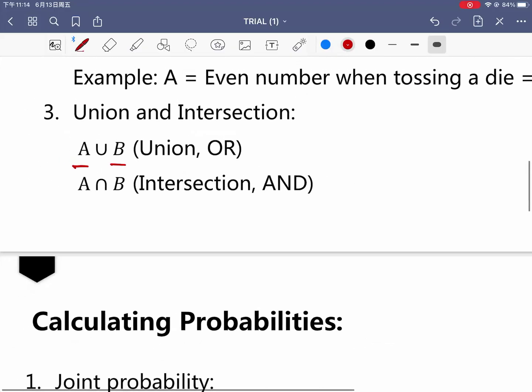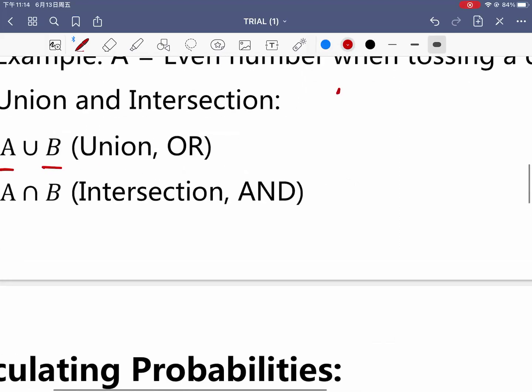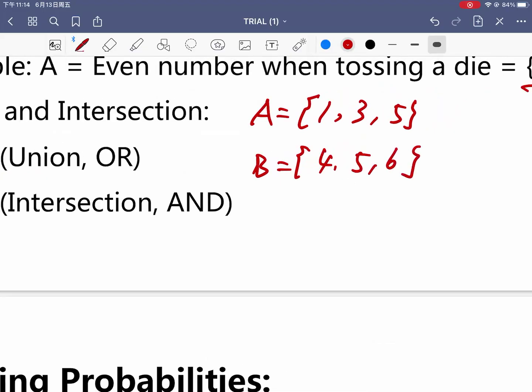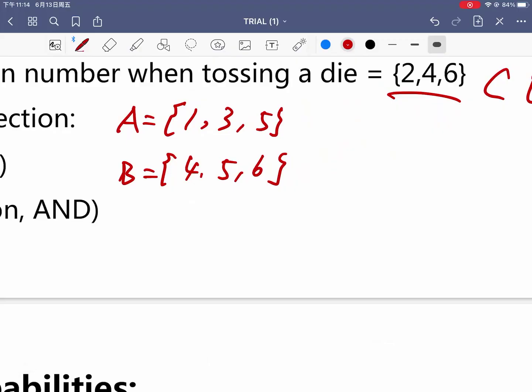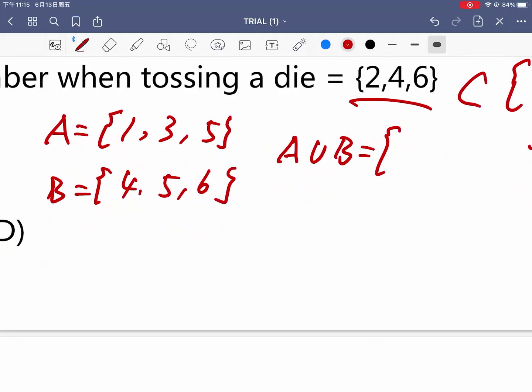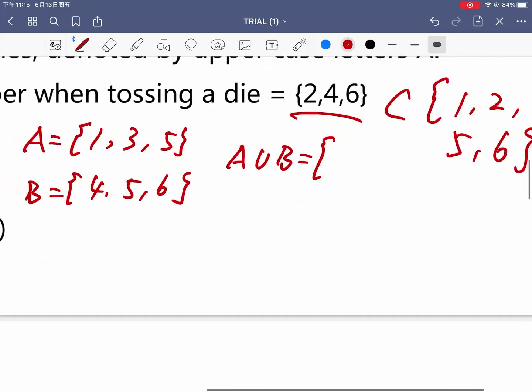Okay? So maybe we can use an example to illustrate this. Suppose for the set A, we have numbers like 1, 3, and 5, right? And for set B, we might have numbers like 4, 5, and 6. So maybe we want to know about the union. Union means that as long as it's one of the numbers in one of those sets, we can put it into it. For example, 1 is in A, even though it's not in B. So as long as it is in one of those, we can put it into the union. Okay, so we have 1.